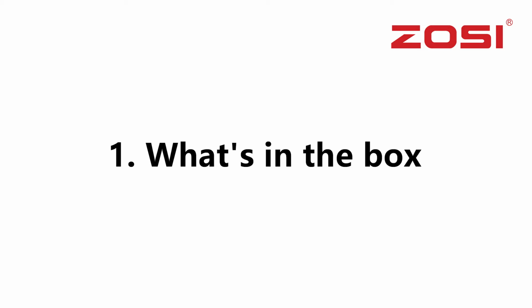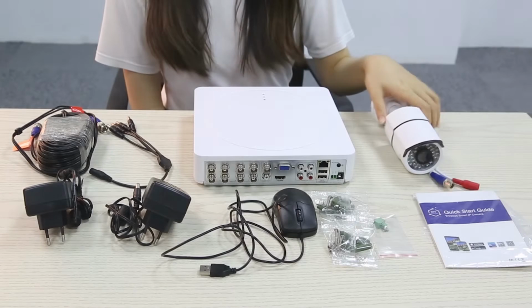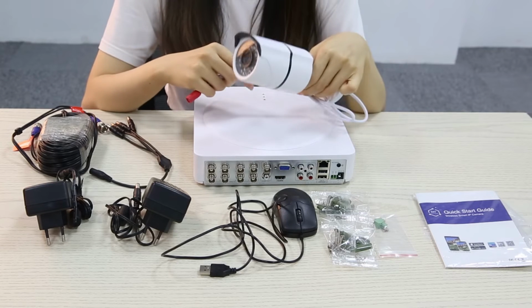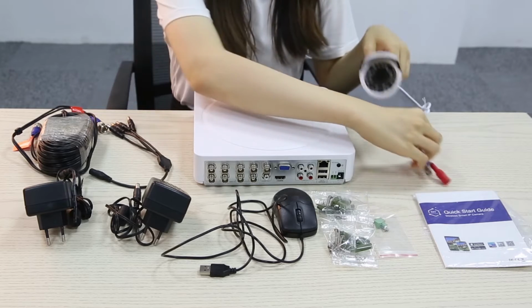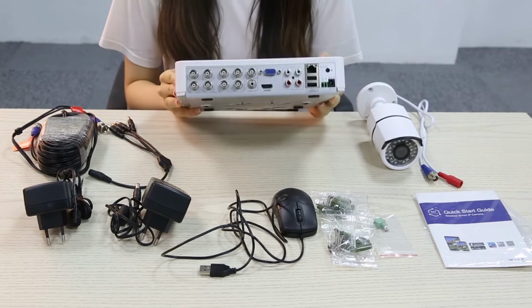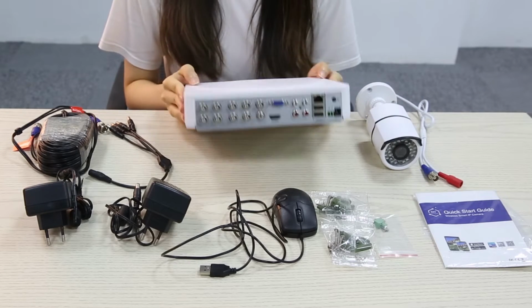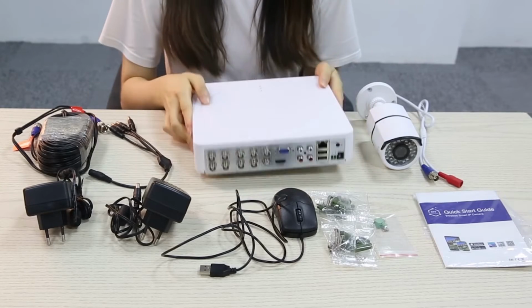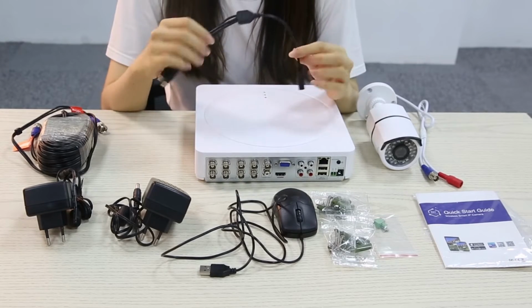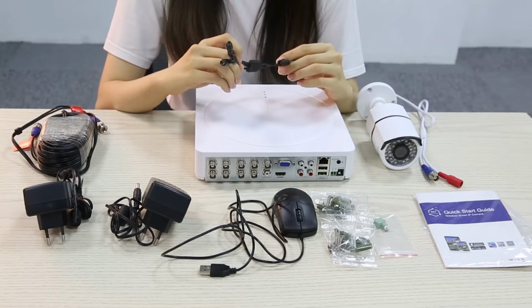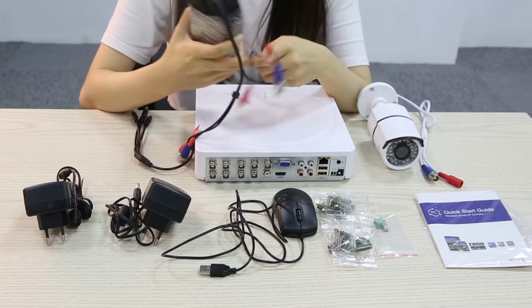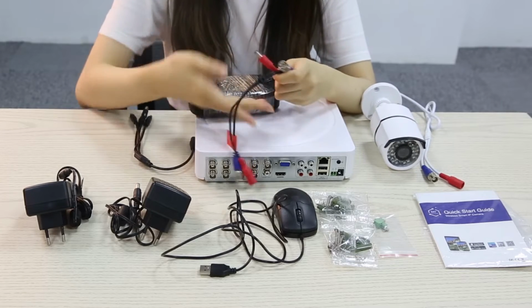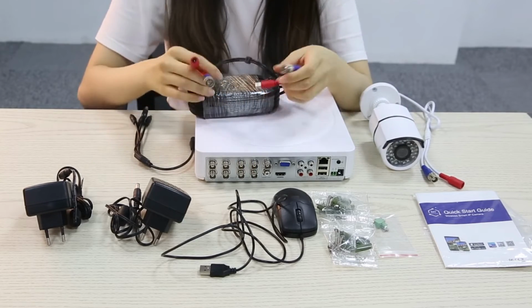What's in the box? This is a high-definition analog camera. This is a video recorder with 8 BNC ports. This is a 1-to-4 splitter cable. This is BNC extension cords.